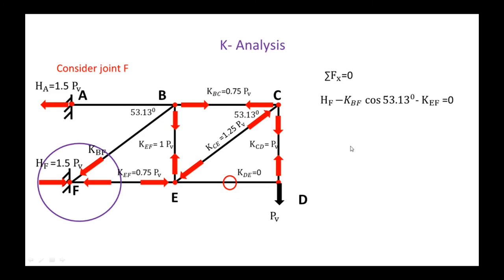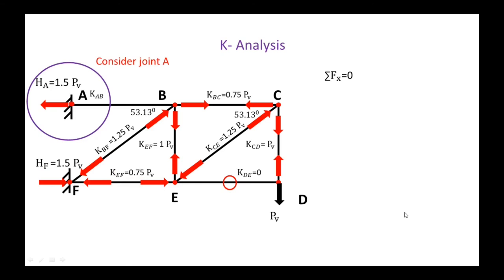Now put the value of KEF and HF in this equation. So 1.5 PV minus KBF cos 53.13 minus 0.75 PV. So we got the value of KBF is equal to 1.25 PV. If this value is positive, it means our assumed direction toward the joint is correct.